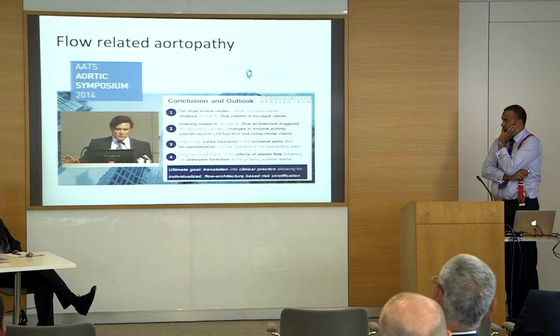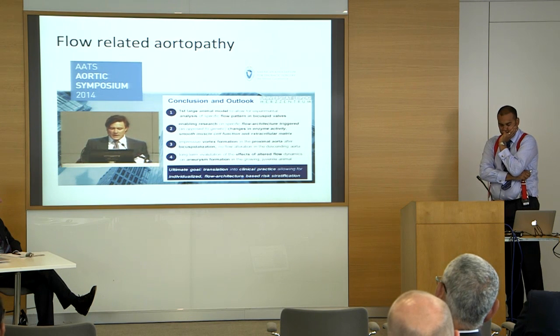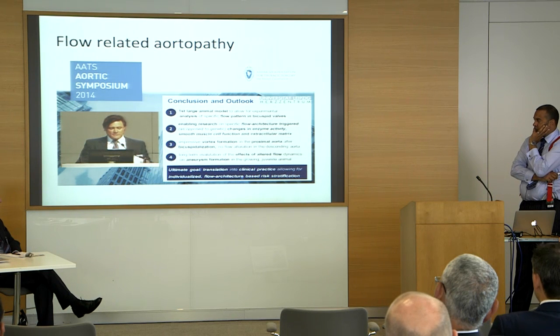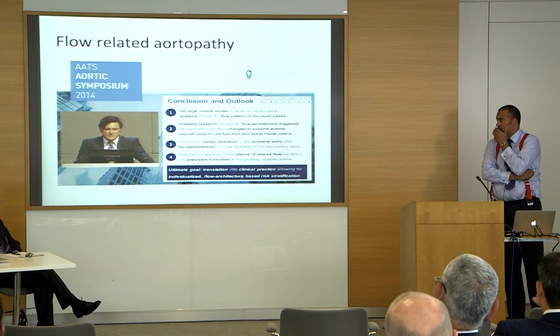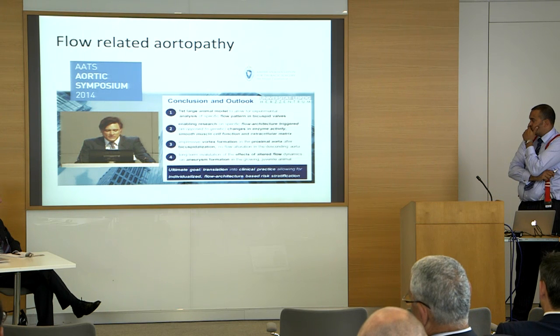So in conclusion, this is the first large animal model to allow for experimental analysis of specific flow patterns in bicuspid valves. It will enable us in the future to do research on specific flow architecture triggered, or as opposed to genetic changes in enzyme activity, smooth muscle cell function, and extracellular matrix.